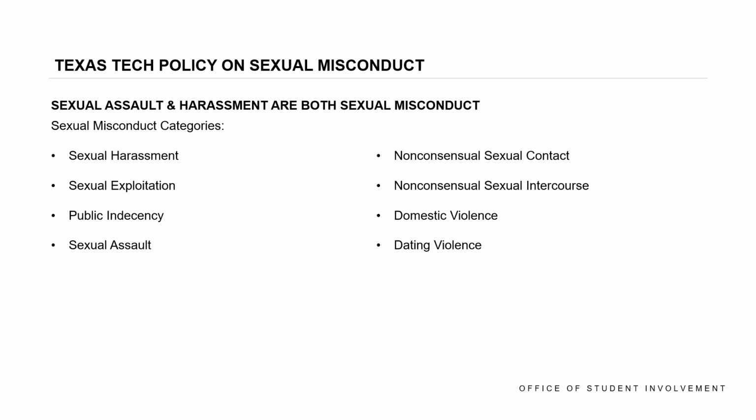Dating violence. Dating violence is committed by a person who is or has been in a social relationship of a romantic or intimate nature with the victim. The existence of such a relationship shall be determined based on the reporting party's statement, with consideration of the length of the relationship, the type of relationship, and the frequency of interaction between the persons involved in the relationship.